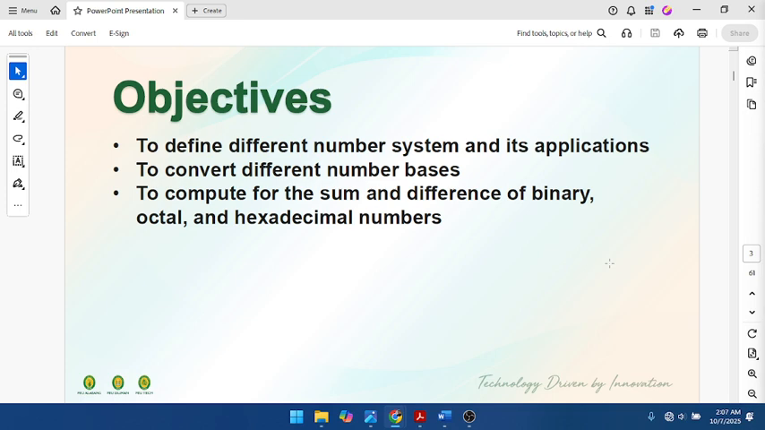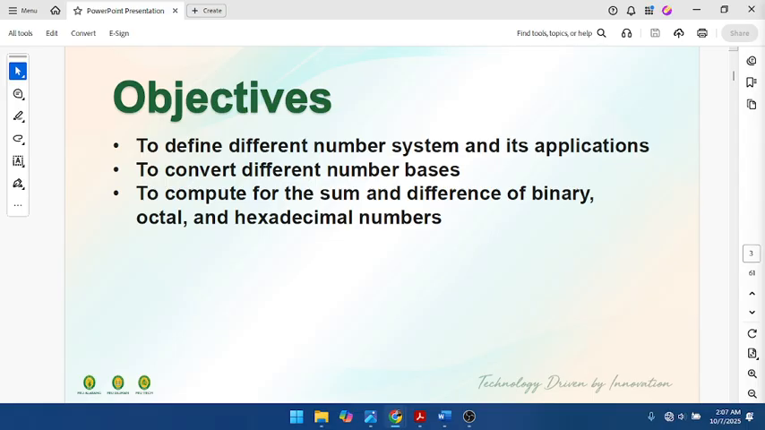Before we proceed, let's outline first our learning objectives. By the end of this discussion, we should be able to define the different number systems and identify their applications. We will explore not just what they are, but more importantly, why we use these specific systems like binary and hexadecimal in the world of computing.